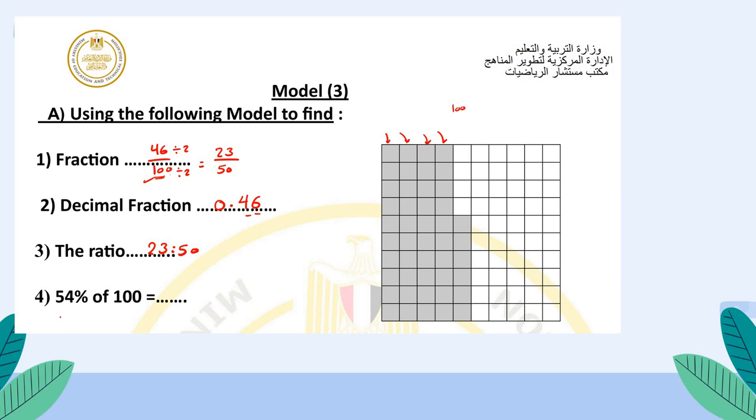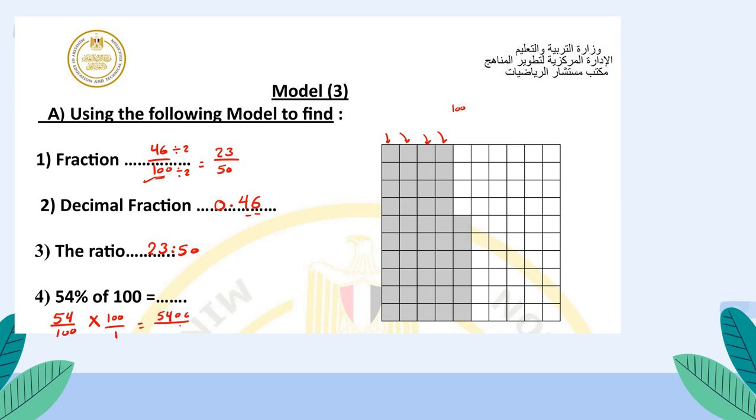Yes, I have 2 ways to solve it. I can translate this sentence into math by doing what? 54% means 54 out of 100. Of means what in math? Means times. 100, okay, numerator times numerator and denominator times denominator.